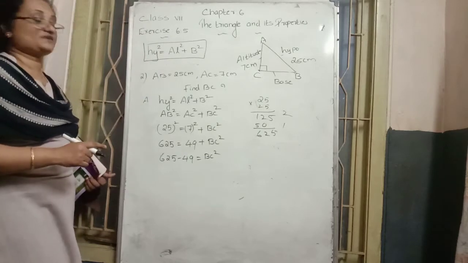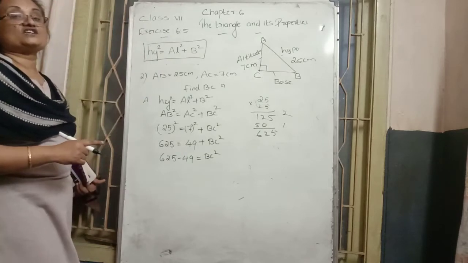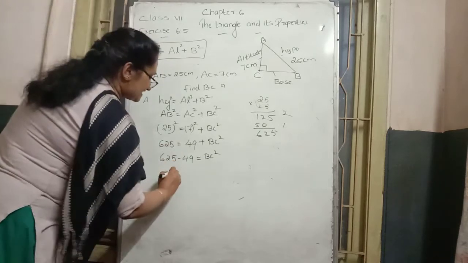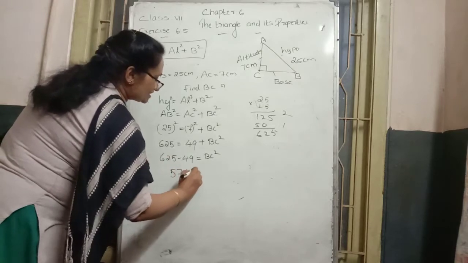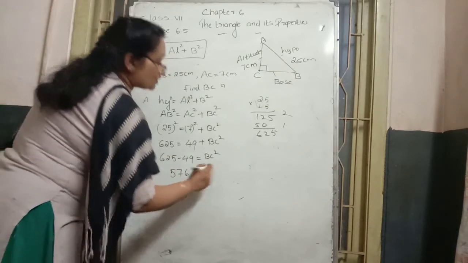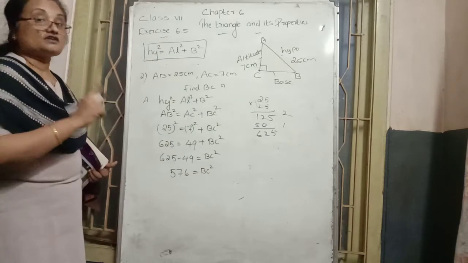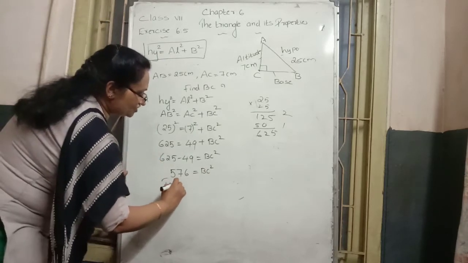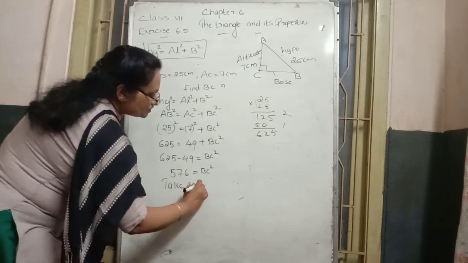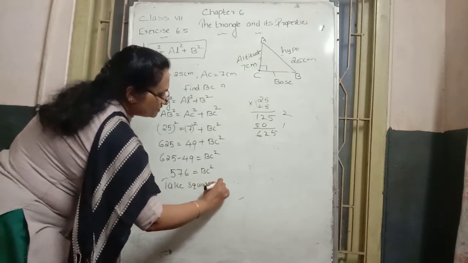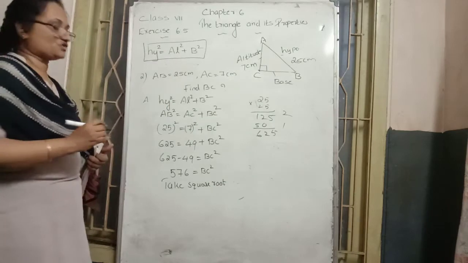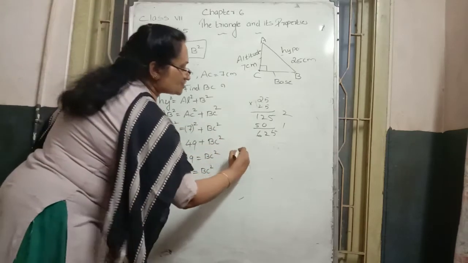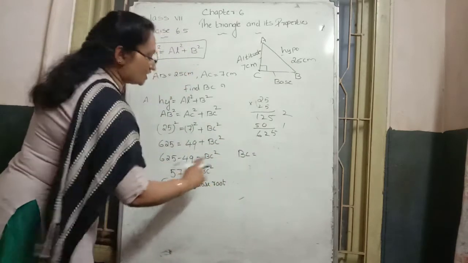So how much will come? 625 minus 49 becomes how much? 576 is what we get, and that is equal to BC square. We want BC, not BC square. So what do we want to do? Take a square root on both sides. Remember, on both sides we want to take the square root. That means the square root of BC square becomes BC, and the square root of 576 we have to find out.